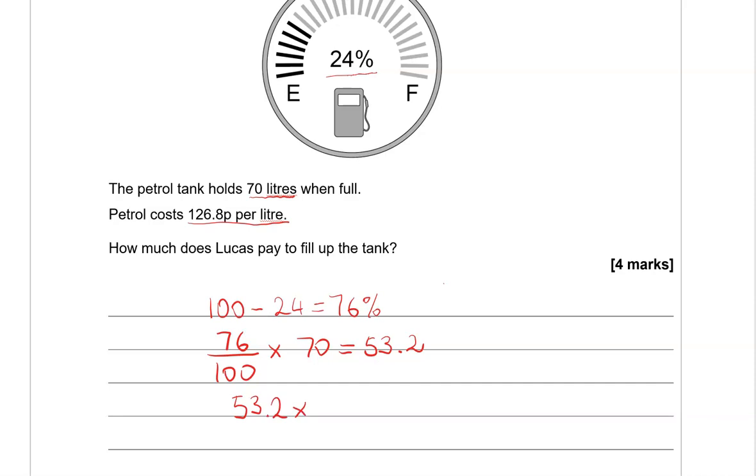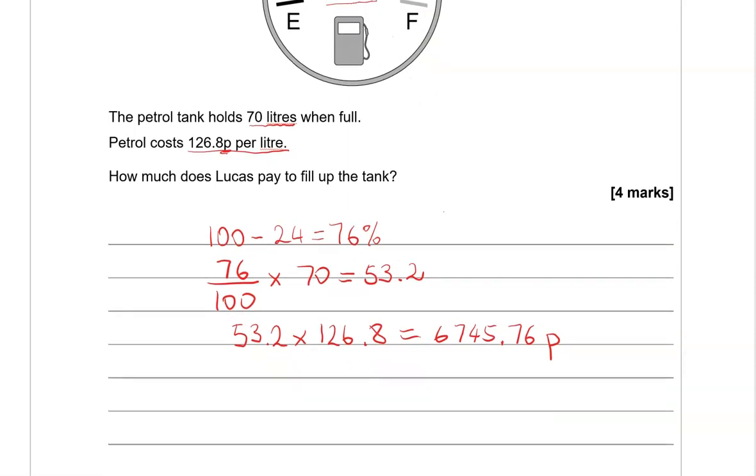1 litre, as we said, costs 126.8 pence, so we're going to do 53.2 times 126.8, which gives us 6,745.76. Now remember, we input pence, so that's what we're getting out. That's pence, the unit for 6,745.76.